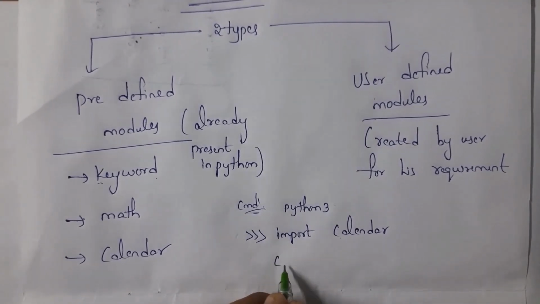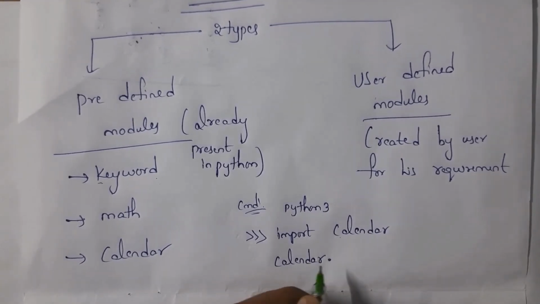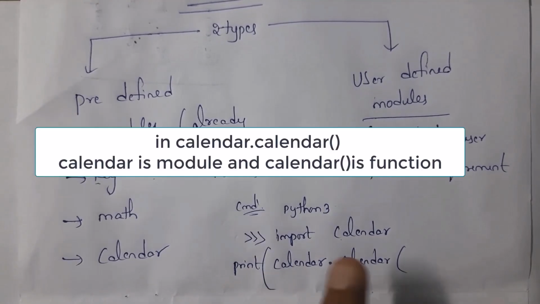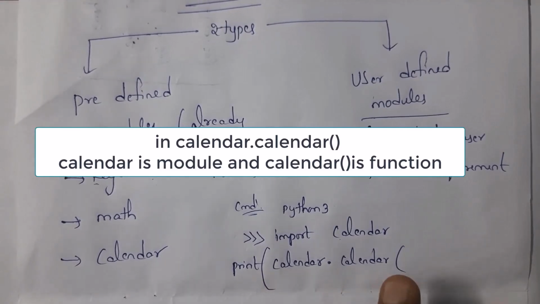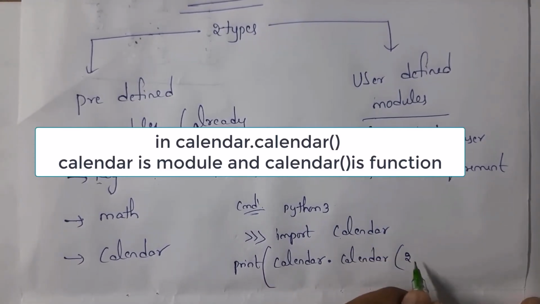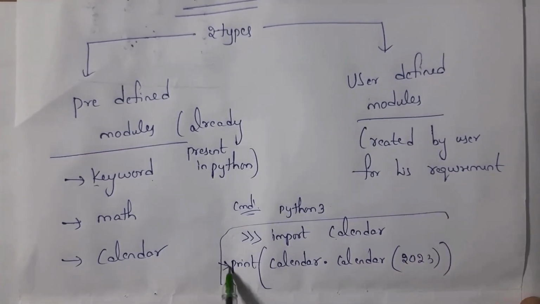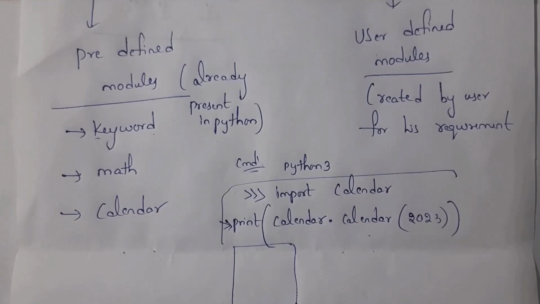So just write here module name, that is calendar dot. I want to print calendar. So in order to print output, just write here print. Inside print I write calendar.calendar, that is module dot calendar. For example, I want to print 2023 calendar. Just write here 2023. And whenever you write this and you click enter, you will get output. It will print from January to December. Complete calendar it will print. This is use of calendar module.